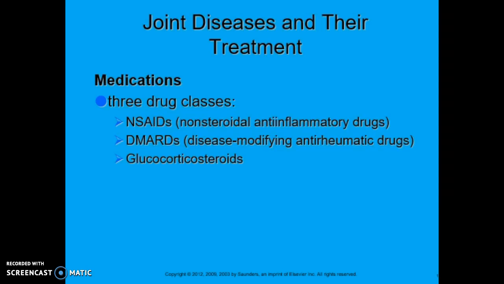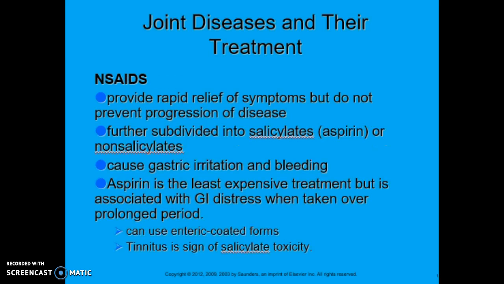Which of these three drug classes do you think help prevent the progression of the disease? That is correct, the DMARDs, the disease-modifying anti-rheumatic drugs. NSAIDs provide a rapid relief of symptoms but do not prevent the progression of the disease. They can be further divided into the salicylates like aspirin or the non-salicylates.